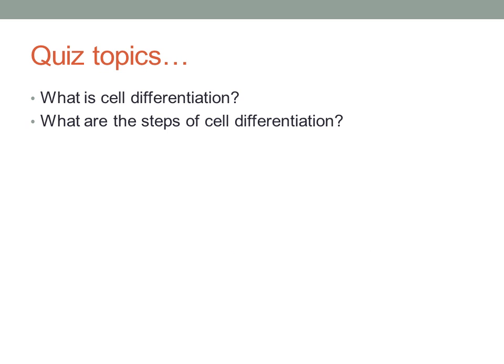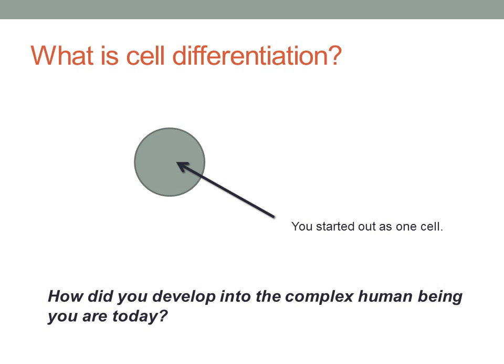The quiz topics we'll be talking about today are what is cell differentiation and what are the steps of cell differentiation. So what is cell differentiation? All of you probably know that you started out as one cell. That was when the sperm and the egg came together and formed a zygote. But how did you develop into the complex human being that you are today?